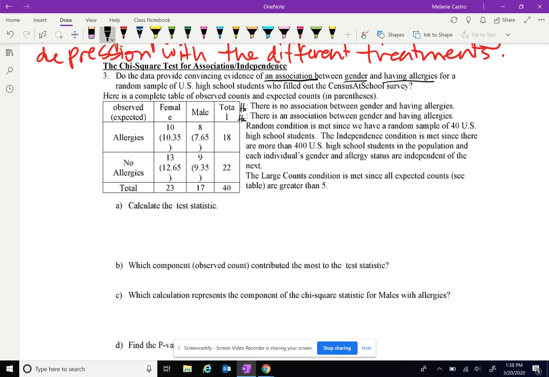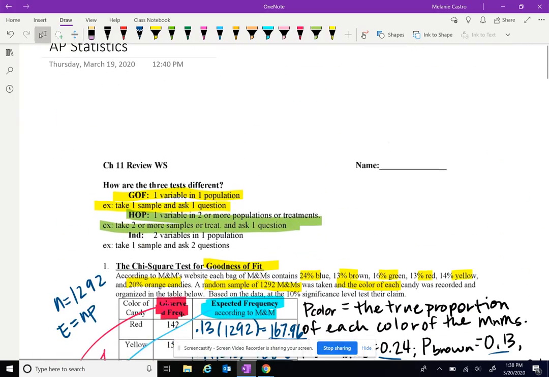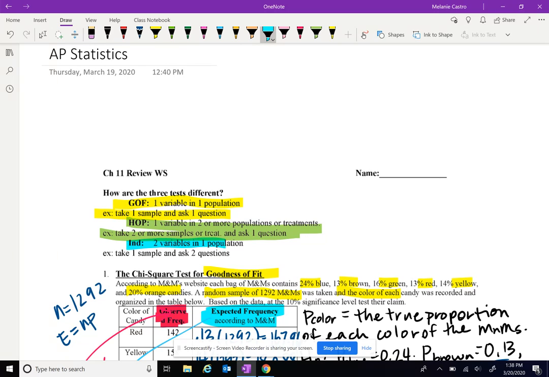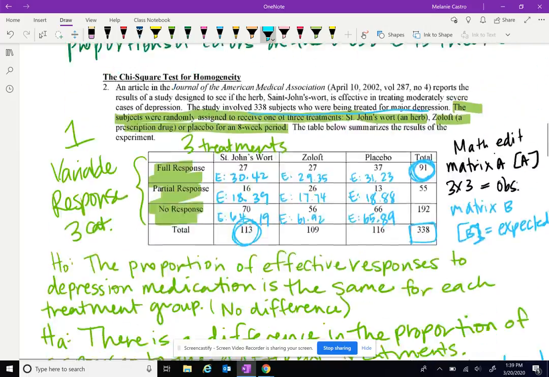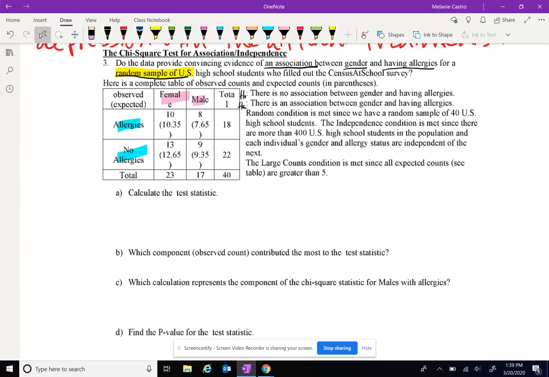So here, they've only taken one sample. If we only have one sample and then they ask them two different questions, what is their gender, and do you have allergies? That's how we know. If we scroll back up, you have two variables from one population, right? So here they took one sample and they asked gender and whether or not they have allergies. So that's how we're identifying that it is a chi-squared test for independence or association.